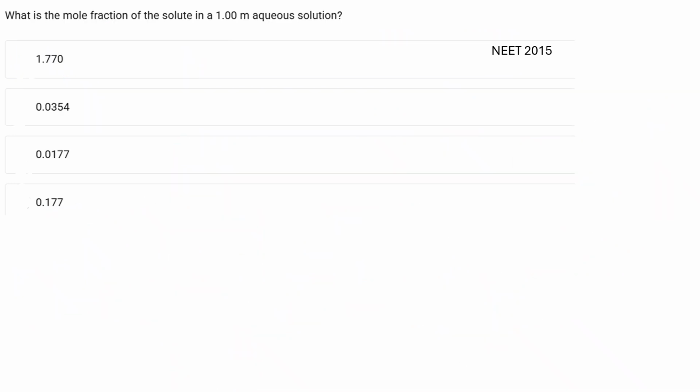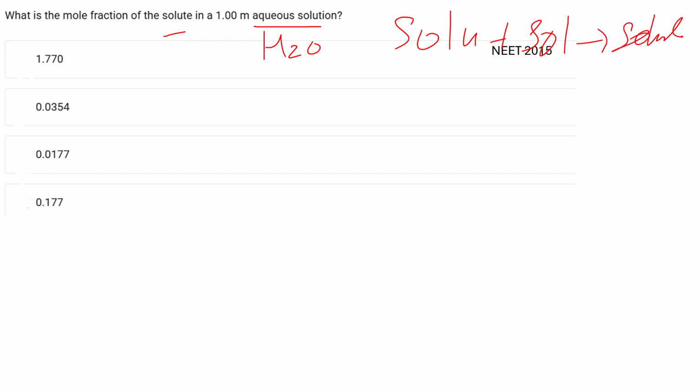Then this is a wonderful question, but this is a very simple one. What is the mole fraction of solute in 1 molal aqueous solution? In this case, the aqueous solution is water. Water is the solvent, because solute plus solvent gives solution. Solvent is water, solute is something. We need to find the mole fraction of solute only.